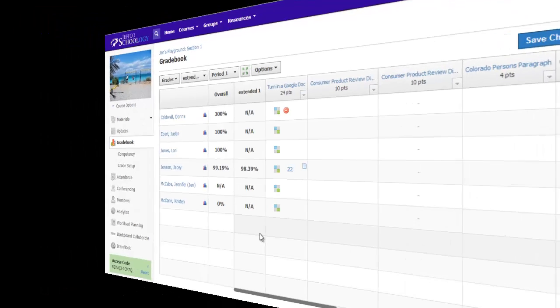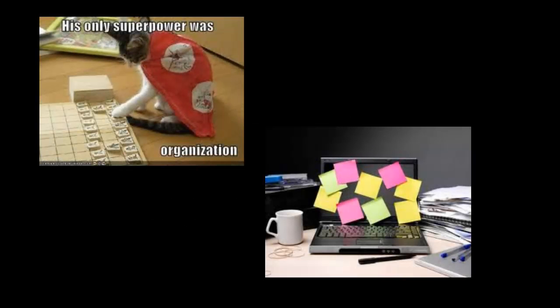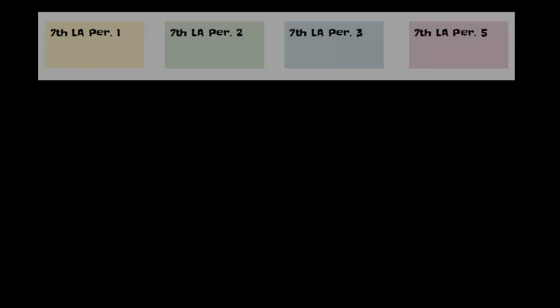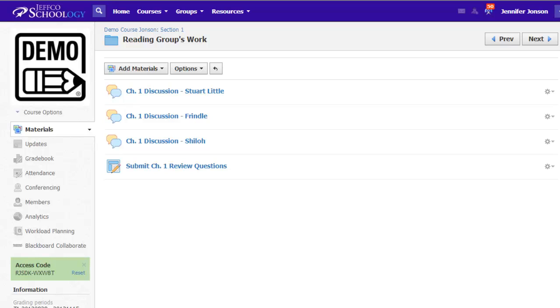Now I'm going to transition into the topic of whether you should use grading groups versus separate courses. How you end up organizing your classes is going to be a matter of personal preference and trial and error. Sometimes I prefer running completely separate classes, and sometimes I use an umbrella course approach with multiple grading groups inside it. Let's say you're running three different reading groups in your class, and each group is reading a different novel. Let's say Stuart Little, Frindle, and Shiloh. You could have one class with three different grading groups.